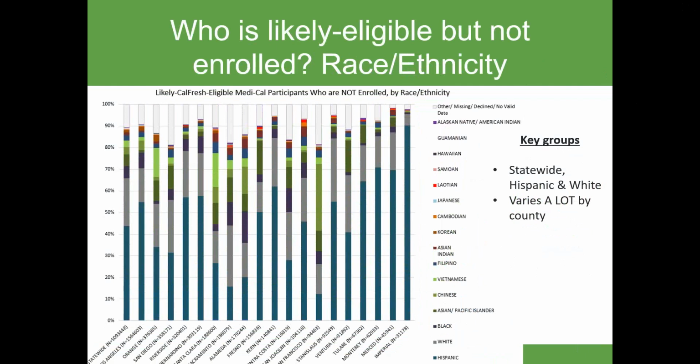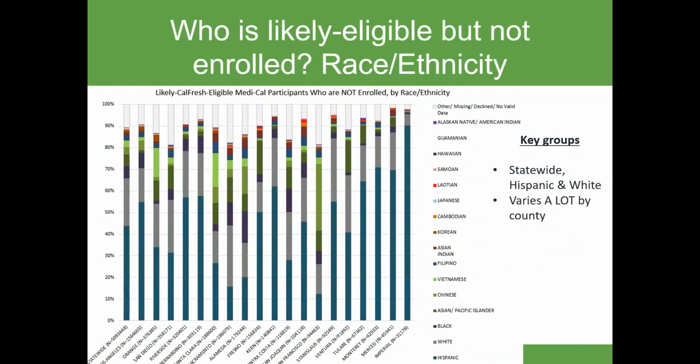This one is about race and ethnicity of the likely eligible but not enrolled population, and there's a lot of categories here, so I struggled with how to color them, and I hope it landed okay. The biggest take-home point here is that the two largest groups in the target population in nearly every single county are Hispanic and white. Again, San Francisco is an outlier with a large Chinese population. And then there's a few, but the racial and ethnic breakdowns really vary a lot by county.